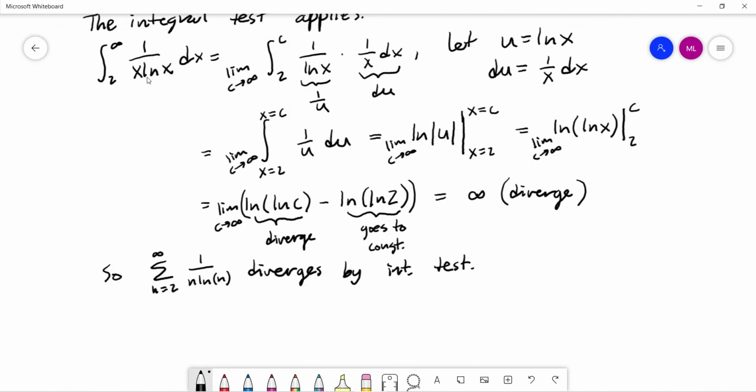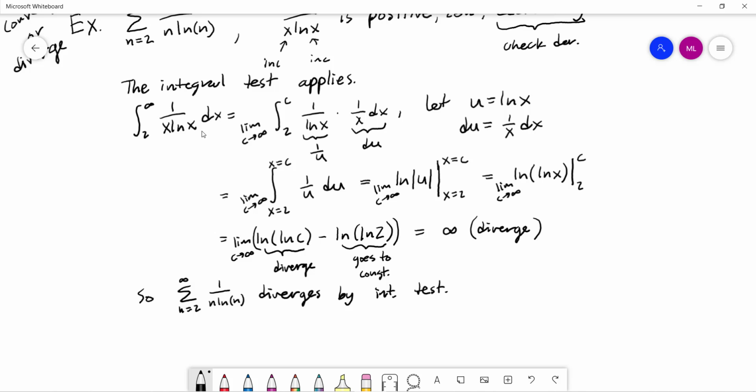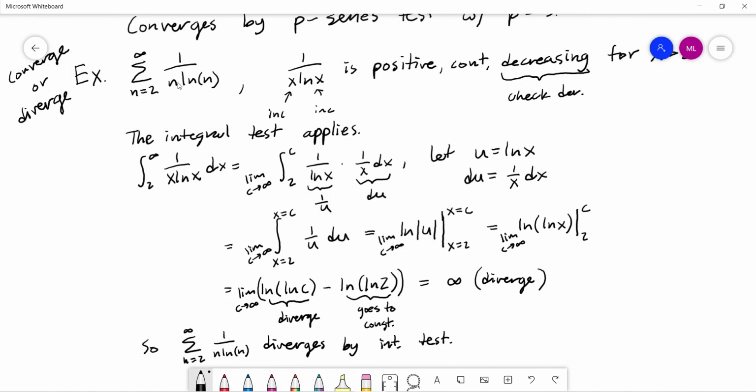And again, the integral test is just, can you find a continuous function that matches the terms you're going to get when you just plug in the integer values of x? So typically it's just replace the n's with the x's, and that is going to be your continuous function. And as long as it is positive, continuous, and decreasing, the integral test will apply.